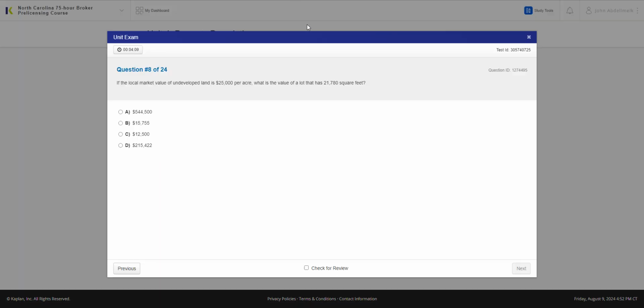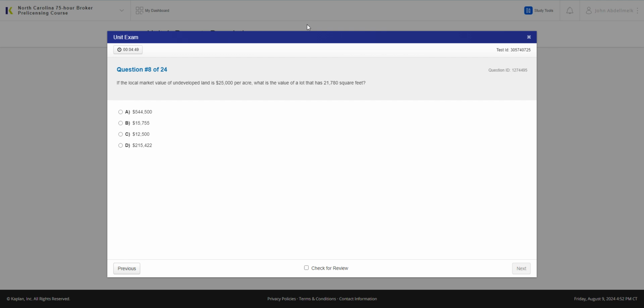So here, I want to kind of explain this right. If we have $25,000 per acre, and we have 21,780 square feet, what I would like to do is turn the square feet into acres, and then that'll help me figure out what the answer is. So first thing I'm gonna do is take our square footage, 21,780, and put that over the acre.